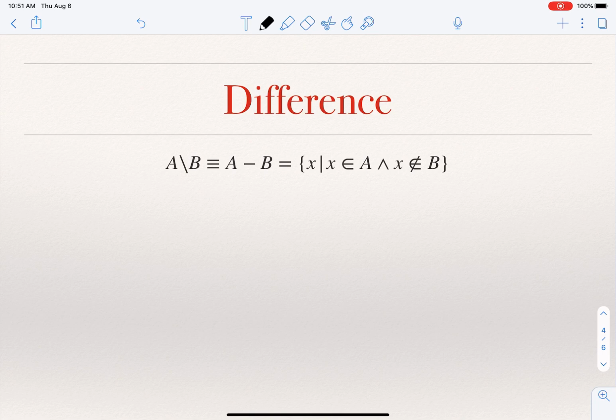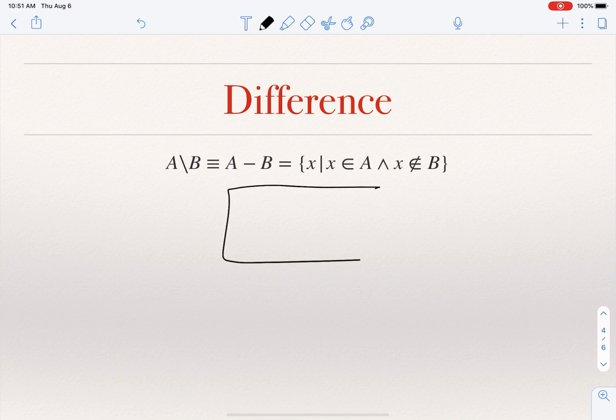The third operation we are going to talk about is the difference. The difference is that we are subtracting one set from the other. So if I say A minus B, for which we use one of these two notations, either A minus B or A backslash B, it's the set of all elements that are in A but not in B.